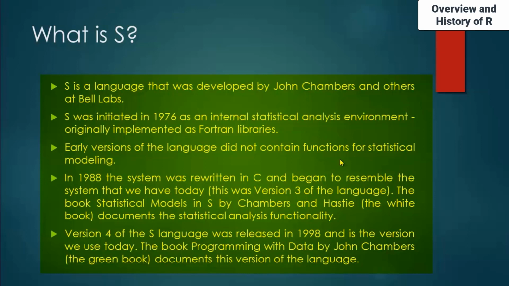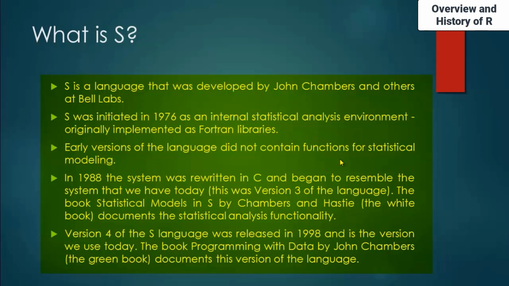The statistical modeling functions were added in the recent years. As you can see, the S programming language was rewritten in 1998, rewritten in C, and it began to resemble the R programming system that we have today. This is actually version 3 of the language, and John Chambers, the creator of the S language, has a book called Statistical Models, which explains the statistical analysis functionality. This is often called the white book of R programming.